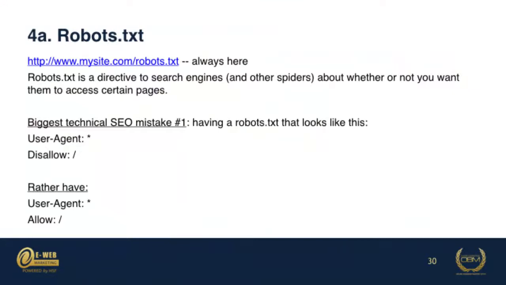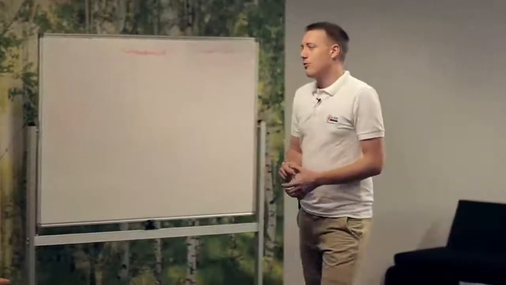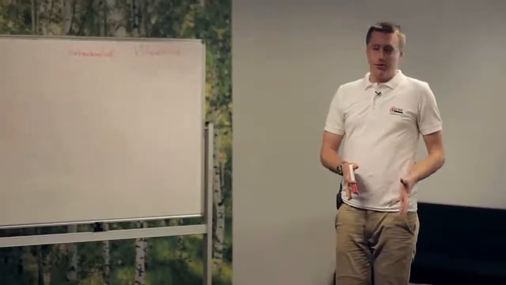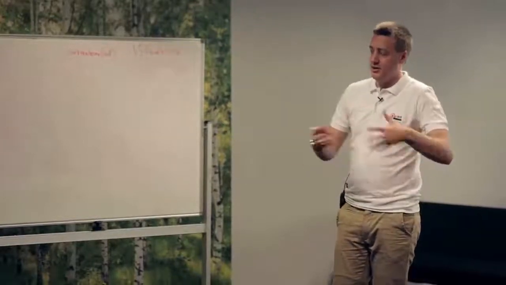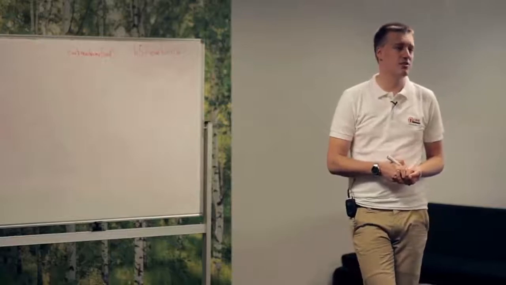Robots.txt is a text file that lives on a lot of websites. It always lives under whatever your website is /robots.txt. There's only one place that it can live and it's there. Robots.txt is a directive to search engines and other bots or spiders about whether or not you want them to access certain pages on your website.